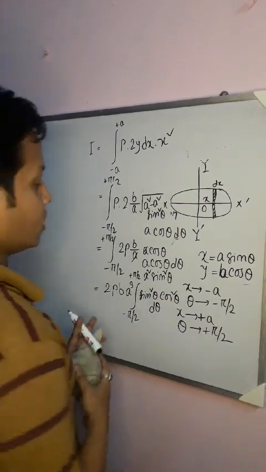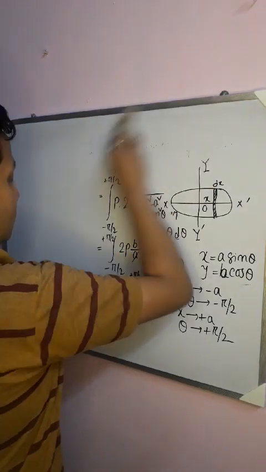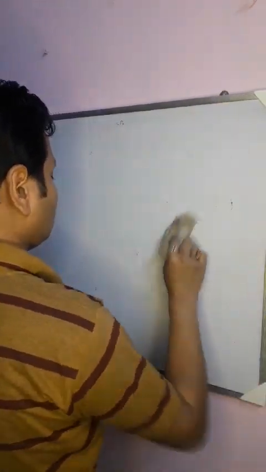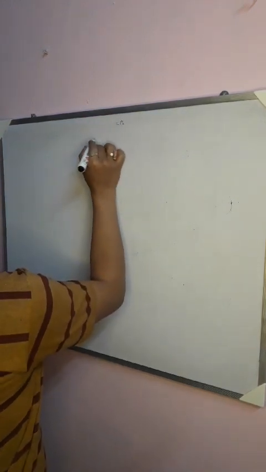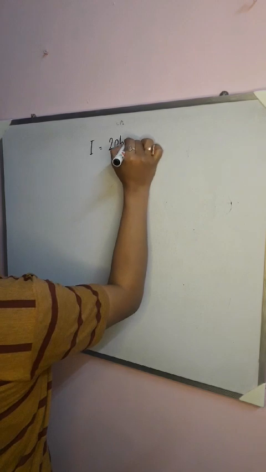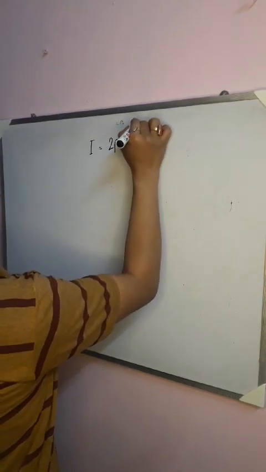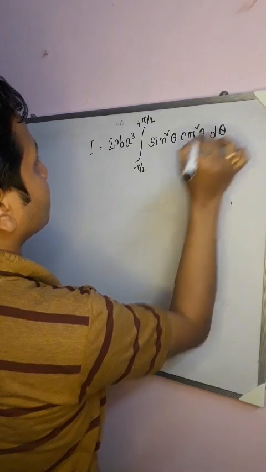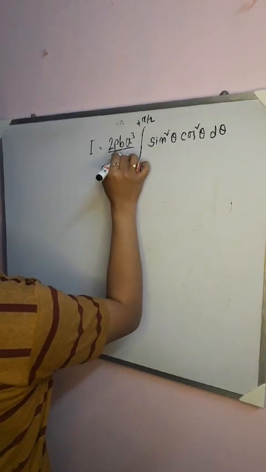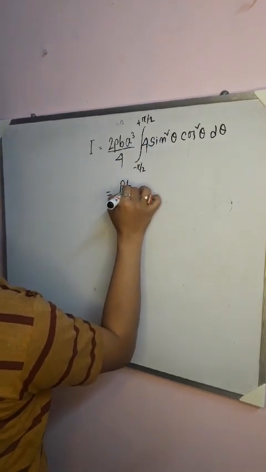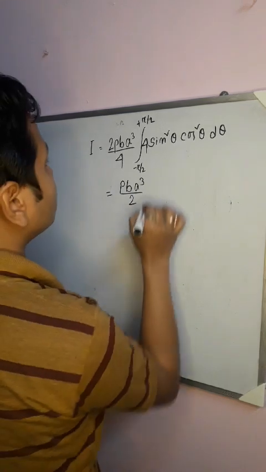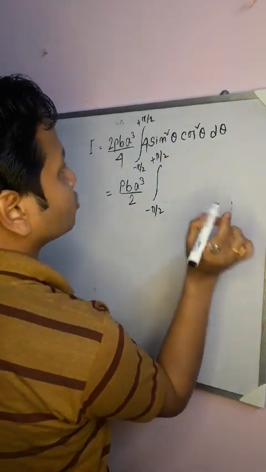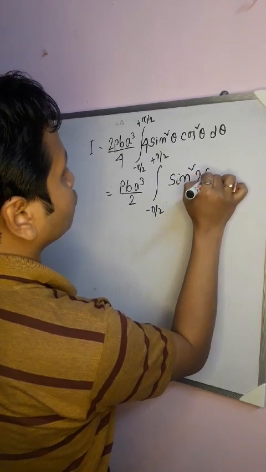d theta. Now we have to perform this integration. So I is simply 2 rho b a cube, minus pi by 2 to plus pi by 2, sine square theta cos square theta d theta. If we take here 4, then you multiply here by 4, so rho b a cube by 2, minus pi by 2 to plus pi by 2, this is 2 sine theta cos theta whole square, that means sine 2 theta whole square, that means you can write sine square 2 theta d theta.